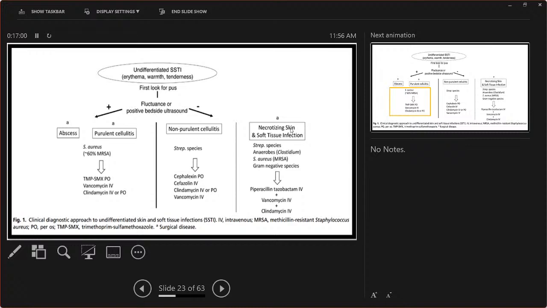If pus is present, then it can either be an abscess, that is, restricted to a certain area, or purulent cellulitis, wherein it is diffuse. This again will determine the treatment, because in case of an abscess, we have to drain the abscess, and the antibiotic treatment will be more oriented to MRSA cover and pus forming bacteria cover. If the fluctuation test or ultrasound is negative, then we will treat it as non-purulent cellulitis like erysipelas, wherein incision and drainage is not required.